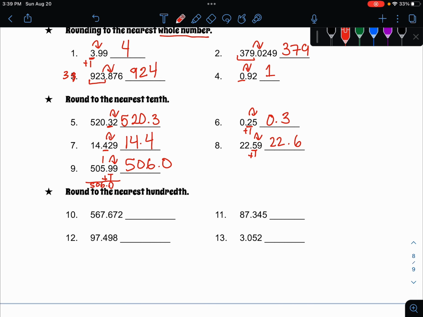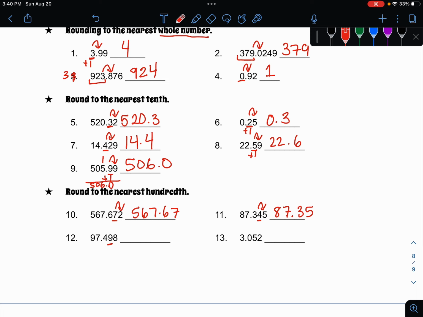Okay, let's round to the nearest hundredth. Let's look for our hundredths place in this number. We have a 7. Looking next door is 2. Since it's less than 4, we let it rest. There you go. Question 11. We have our hundredths place. Next door is a 5. We would raise the score. Alright. So instead of 4, it's a 5.